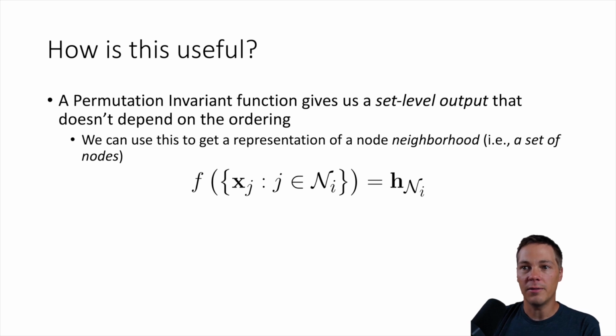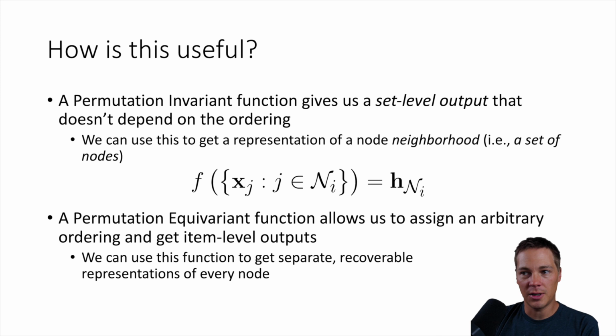So here's this function f. The input to this function is a set. In this case, it's a set of vectors indexed by j, where j is all of the neighbors. And what we get out the other end is a single vector that's representative of this entire neighborhood.